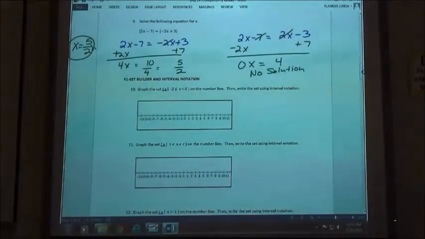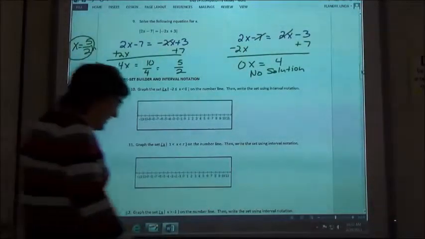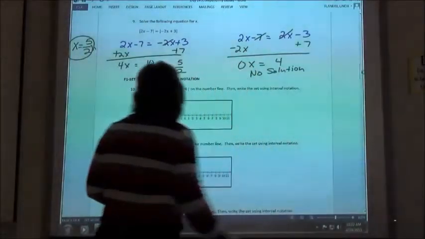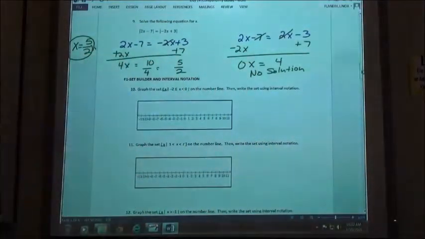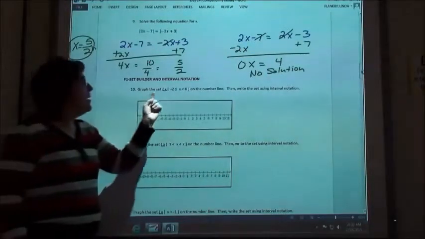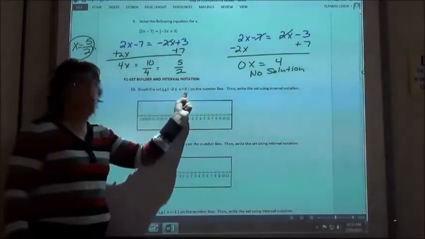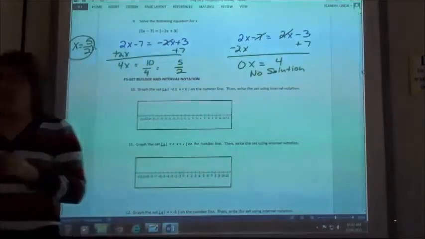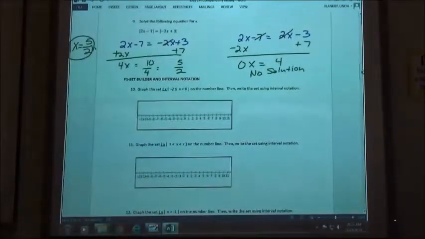Going to a totally different thing that just happens to be next on your pie chart: set builder and interval notation. Set builder notation is this notation right here where they write it as a set. Interval notation is a way to write that exact same thing in a shortened form, because in math, sometimes they like to shorten things up.